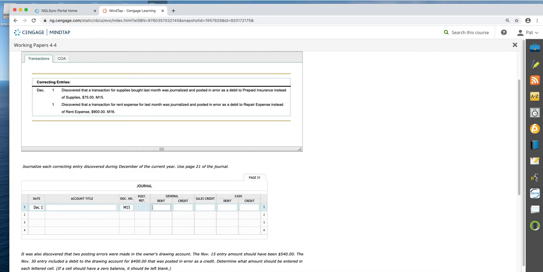It's a memorandum 15, and we know we want to debit supplies. I'm going to put supplies in there. The transaction for supplies was journalized and posted in error as a debit to prepaid insurance instead. So we know it's supposed to be in supplies, but we put it in prepaid insurance. How do we get something that we debited in prepaid insurance off the books? Well, if we put $75 in prepaid insurance, we need to take it out.